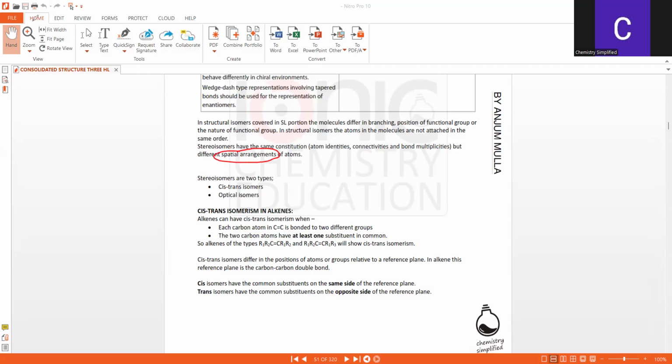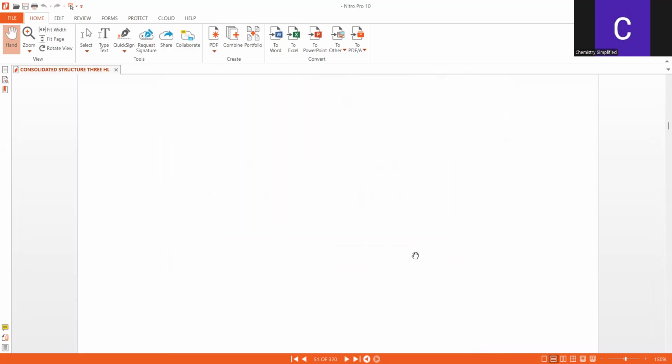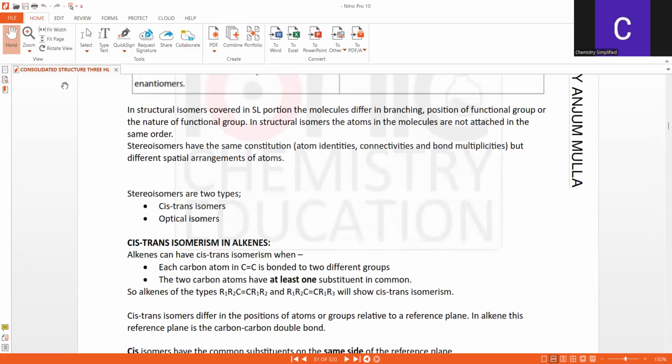So, considering this, there are two types of stereoisomers found. One is the cis-trans isomers, and the other is optical isomers. First we'll see the cis-trans isomers. Cis-trans isomers can be in alkenes or in cycloalkanes, meaning alkanes which have a cyclic ring.